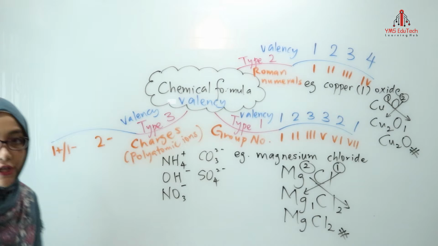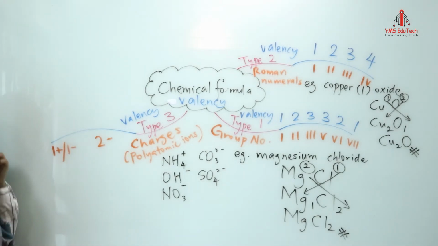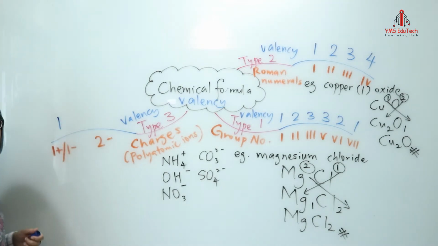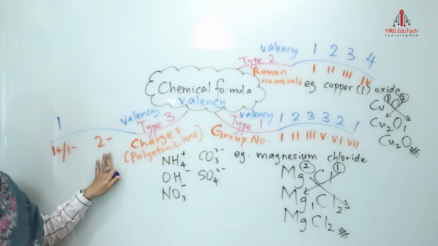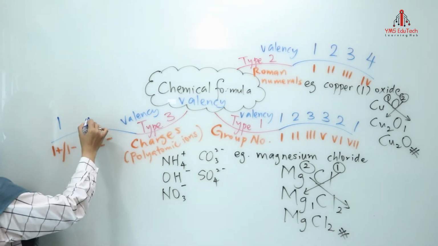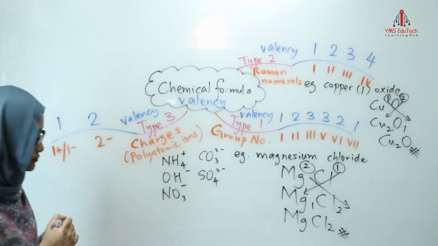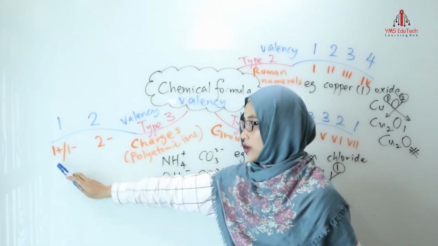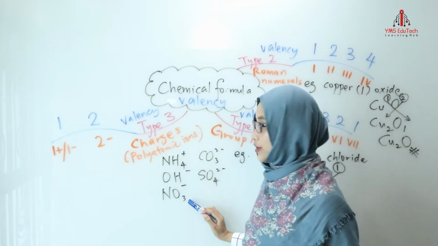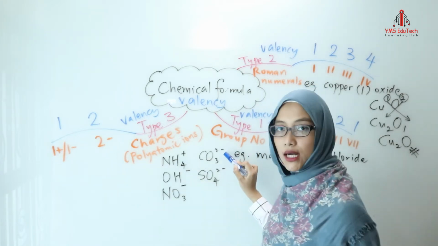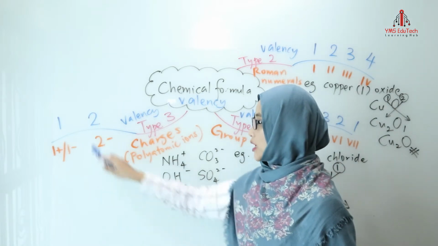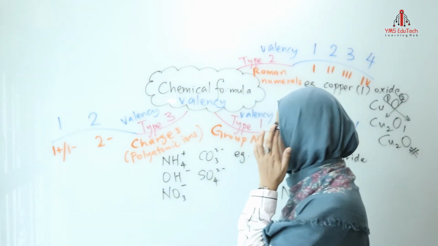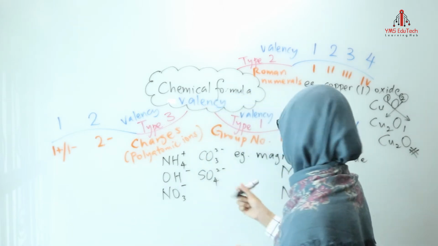So, if the polyatomic ion carries a charge of 1 plus or 1 minus, the valency will be 1. If the polyatomic ion carries a charge of 2 minus, it will have valency of 2. So 1 plus comes from ammonium ion, 1 minus comes from hydroxide and nitrate, 2 minus comes from carbonate and sulfate. So this is how we relate the charges to valency. Easy?